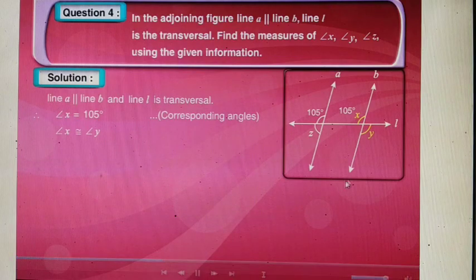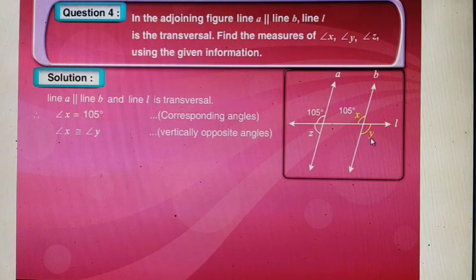Now you can see here X and Y are vertically opposite angles, therefore they will be congruent. If this is 105, so angle Y will also be equal to 105. Therefore, measure of angle X is equal to measure of angle Y. Therefore, measure of angle Y is equal to 105 degrees.